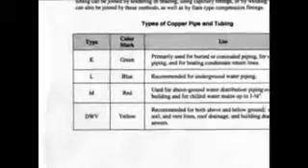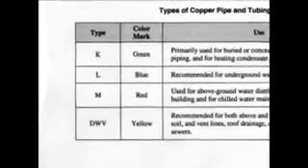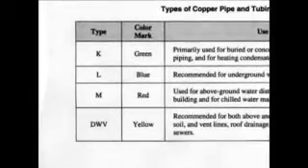Read over the rest of this and note on the bottom of the page there's a good chart giving you the different types of copper tubing and pipe and their color marks. Know their color marks. You may well see a question on the state exam asking you what is the correct color for this particular type of pipe or that particular type of pipe. Let's go on to page 11.